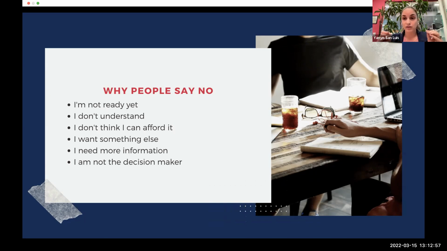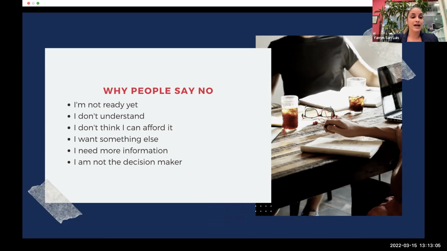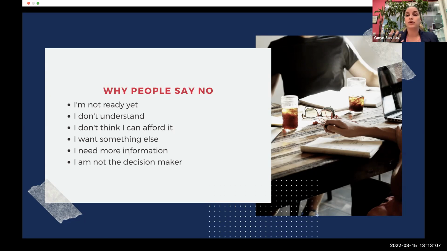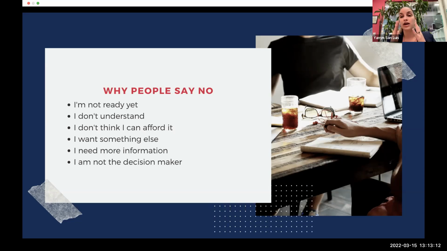So that's the number one reason why people say no. The other reason that people say no is I'm not ready yet. I don't understand. I don't think I can afford it. I want something else. I need more information. A lot of times you're not talking to the right person. So they are not the decision maker that you need in front of you. So that is another reason why people say no.